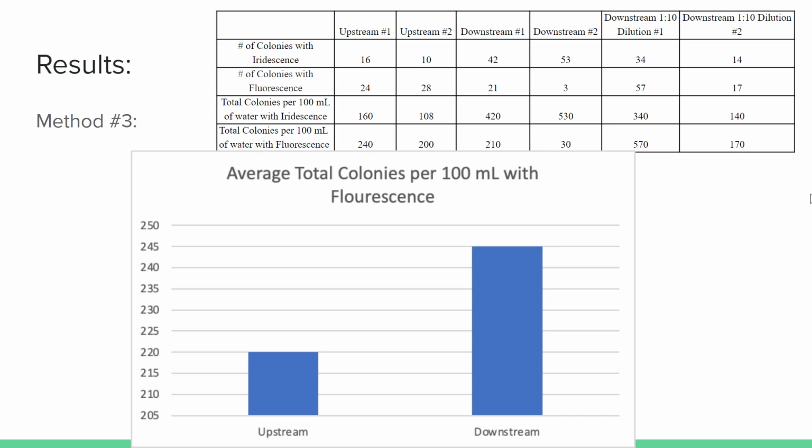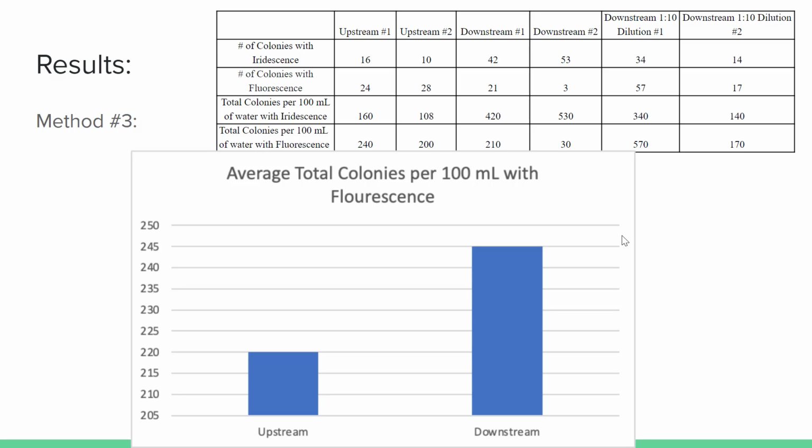I averaged the total colonies together, and as you can see, downstream again has the most E. coli present, and there is more of a standard deviation in downstream than upstream, because there's a 30 value, and then the other is 570, and they're just different values.